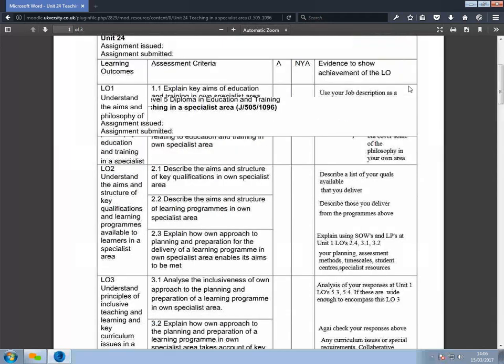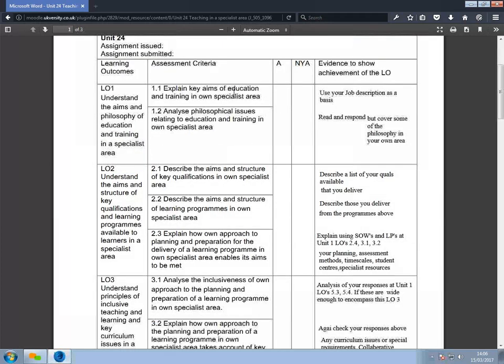Right, and the bit that was missing from the last sheet I put in here: key aims of education and training in your own specialist area. Well, the aims will be part of your job description. It'll tell you what you need to do. Read and respond to some of the documentary paperwork and e-books that we put in place on Moodle. But also cover some of your own area. Maybe there's a specialist interest that you need to look at that's different.